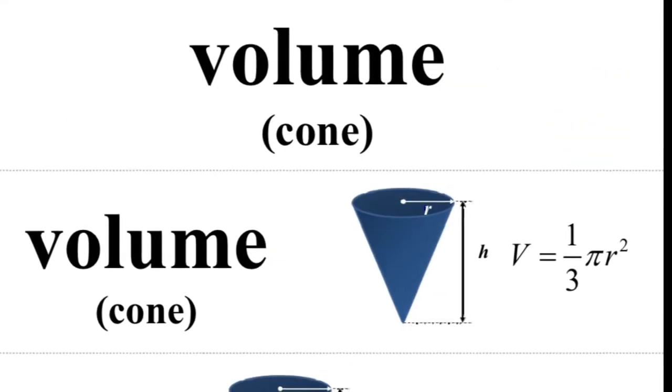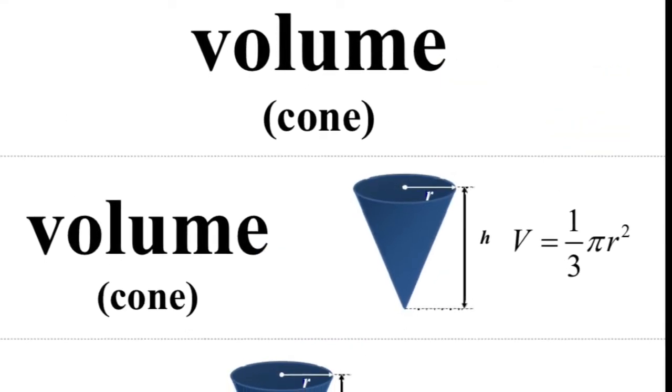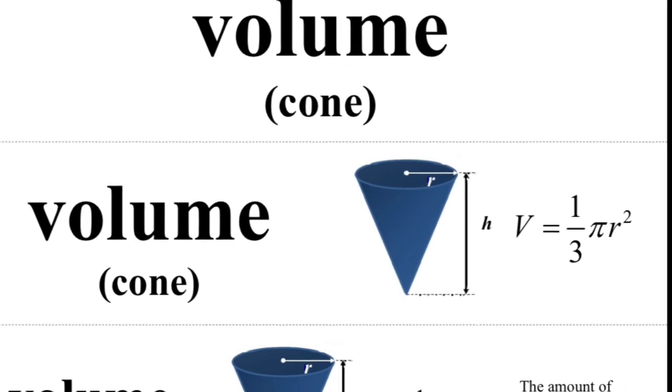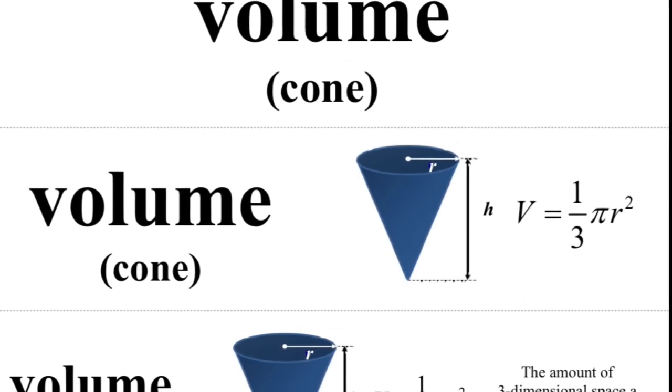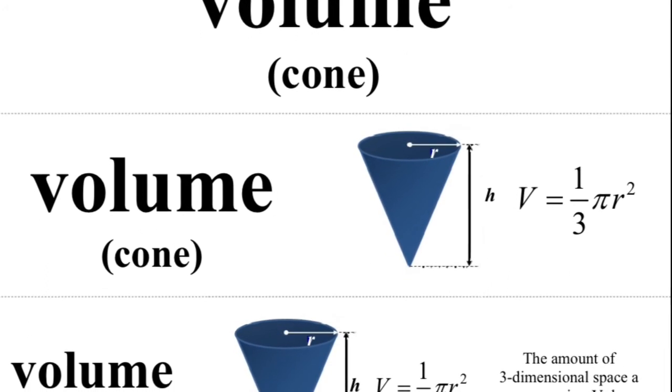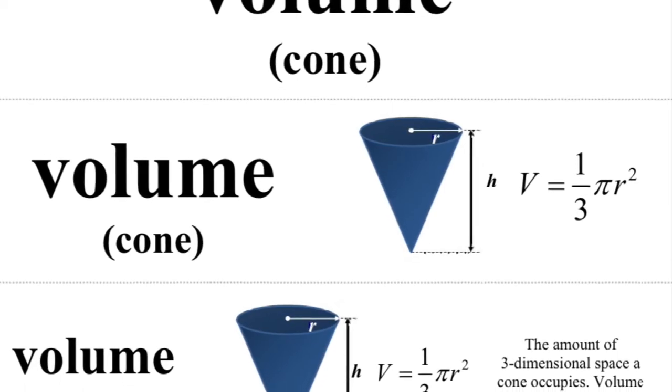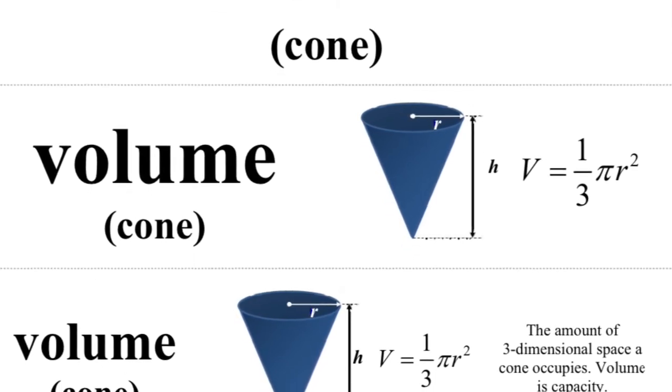The volume of a cone is how much you can fill a cone with, and the volume is 1/3 pi r squared h. There's a little typo in this picture where the h is missing in the formula.